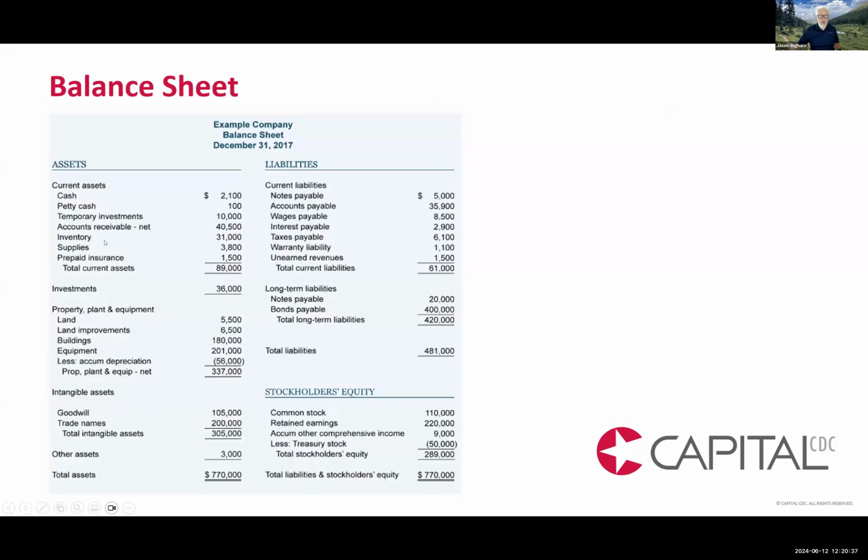Let's look at a balance sheet. This is just a balance sheet for an example company. I just pulled it off the internet.